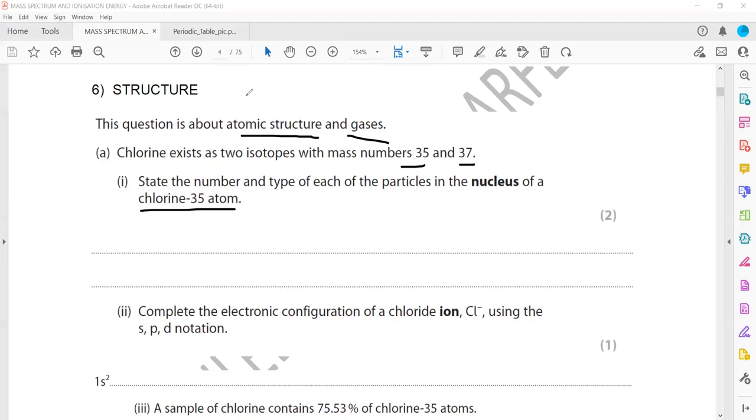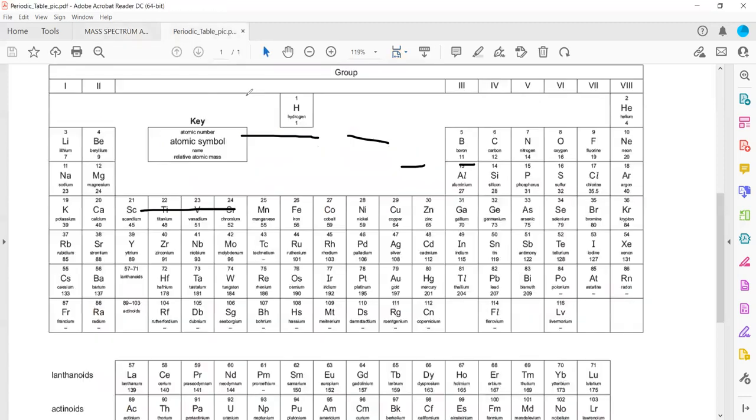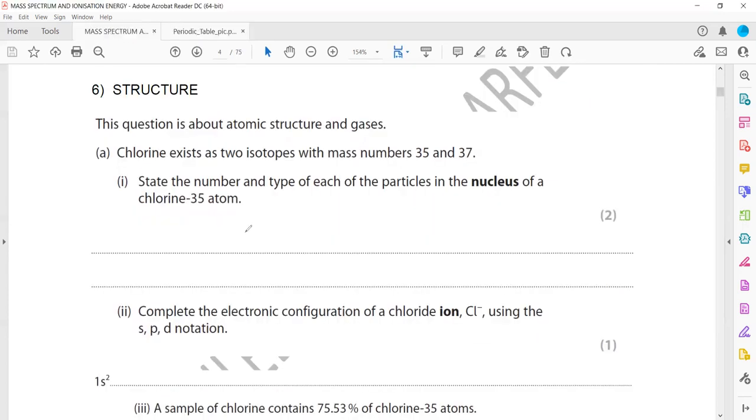When you check the periodic table, you'll find that chlorine is 17. So if chlorine is 17, it will have 17 protons. And 35 minus 17, so it will be 18 neutrons. They only ask about the nucleus, that's why we don't have to mention anything about electrons. If you mention electrons, you will not score a mark.